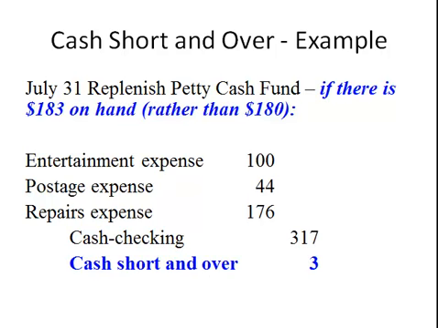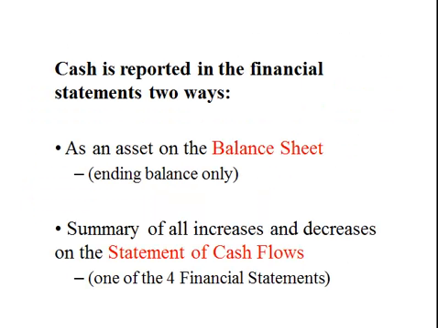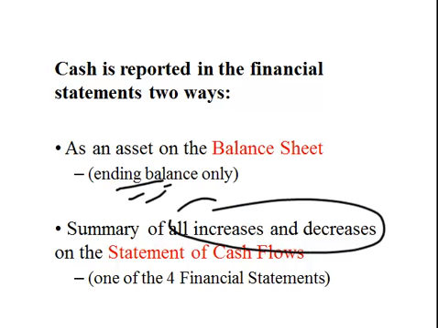Or conversely, if we get to the end of the period and we identify $320 of receipts, but only $317 of cash is missing, we will record a credit to cash short and over, which in this case would represent miscellaneous income. We will report cash on two financial statements. It's reported on the balance sheet, where only the ending balance is shown. It is also summarized on the statement of cash flows. There we summarize all increases and decreases.